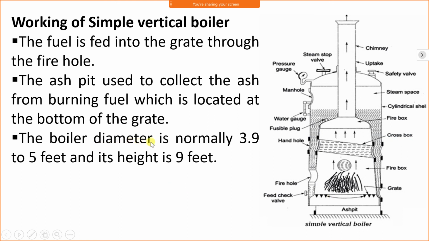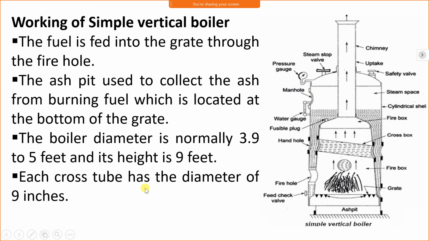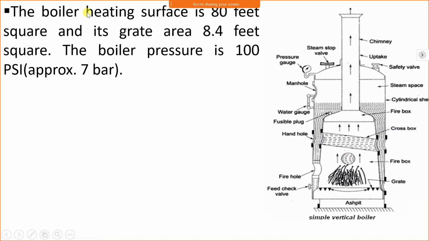The boiler diameter is normally 3.5 to 5 feet, and its height is approximately 9 feet. Each cross tube has a diameter of 9 inches. The boiler heating surface is 80 square feet.